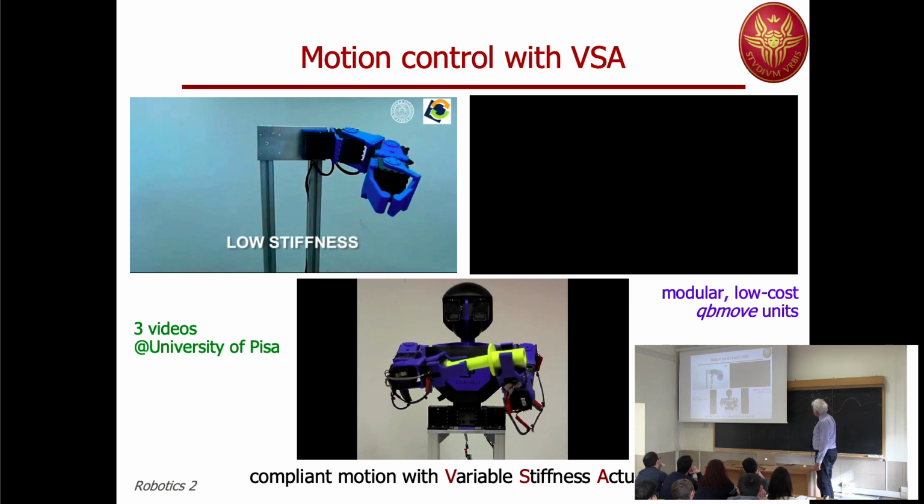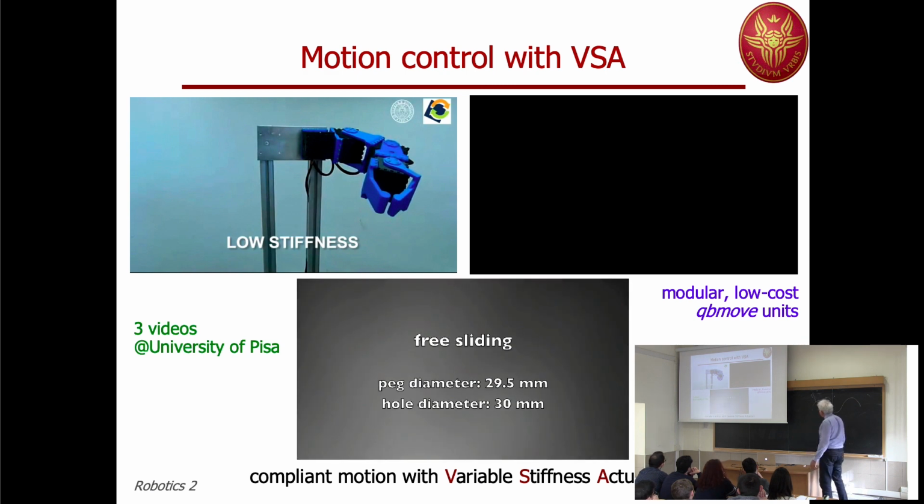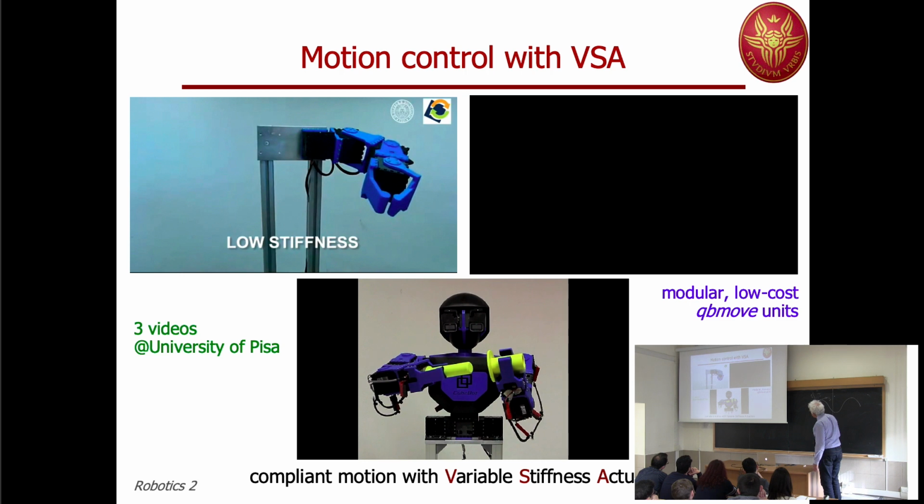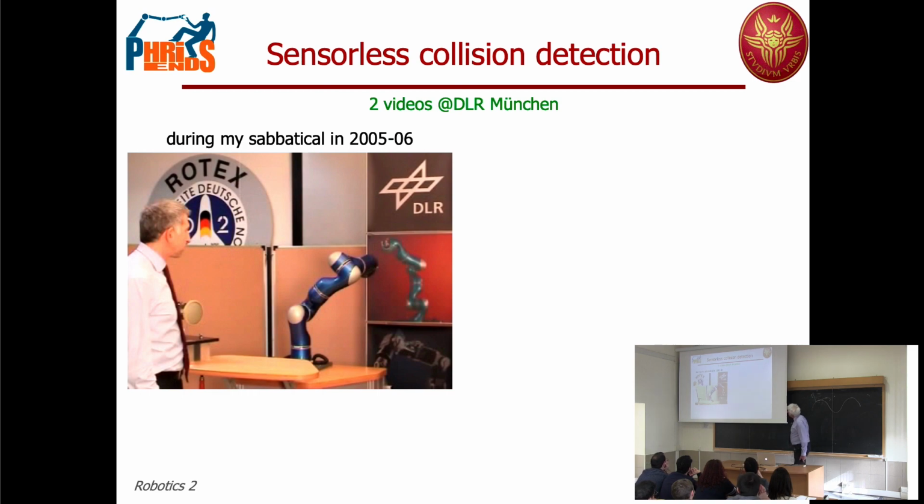This is a 29.5 peg and 30, so half a millimeter of clearance, so very tight assembly. And again, first you get in contact, then you command this type of vibratory motion. And okay, here it is. And now slowly you can insert this. This is very similar to what you do in practice. And there are other parts, free sliding and so on. I think that this is enough for this aspect. So let's move on to the next one.